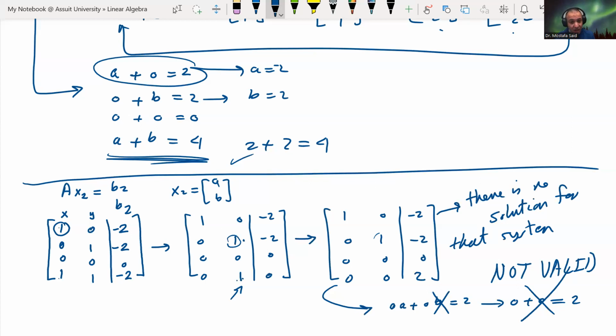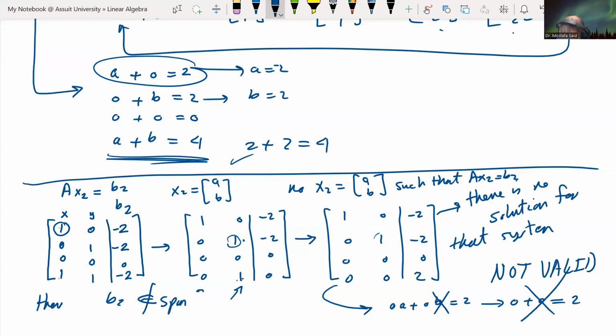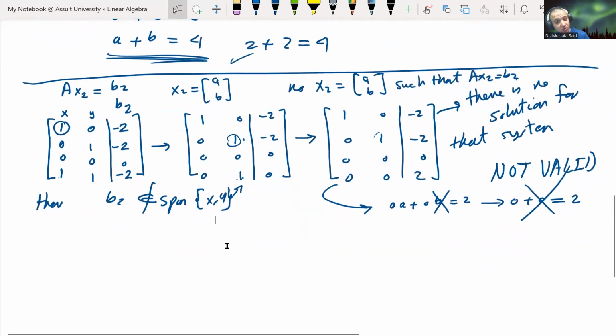What does that mean? That means there is no vector x2, with a and b, such that A x2 equal to b2. Then b2 doesn't belong to the span made by x and y, the subspace made by x and y. Can we do that without using Gaussian elimination? Yes, we can. Can we discover that there is no solution without Gaussian elimination? Yes, we can.